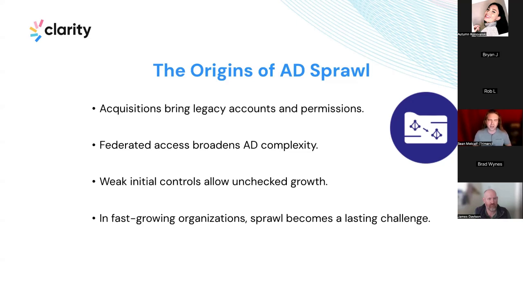So as we see on the screen right now, weak initial controls allow unchecked growth. So how do these things happen? Because they're enabled by the technology that's at play, or because there isn't a policy that protects this from happening. And as we see on the screen, in certain organizations, the sprawl becomes a lasting challenge. It becomes something that we do today, and it affects us later. Next slide, please.